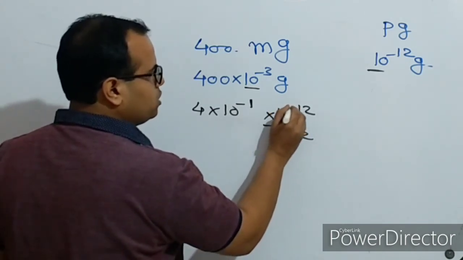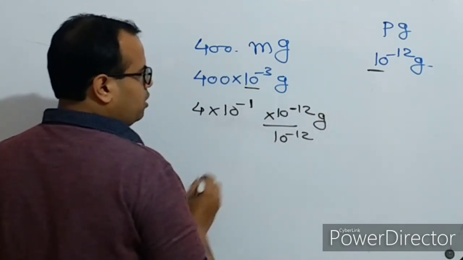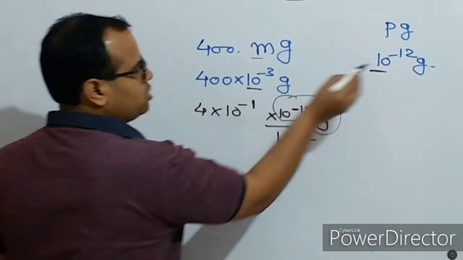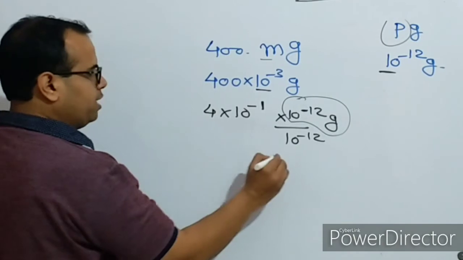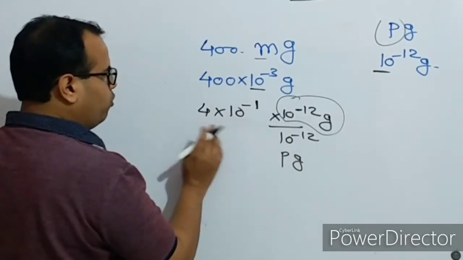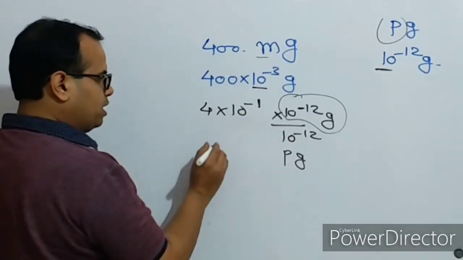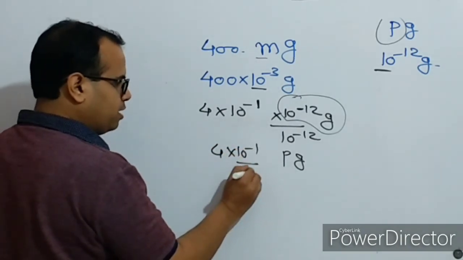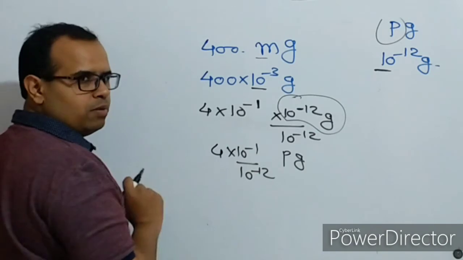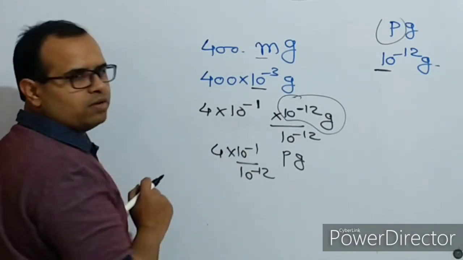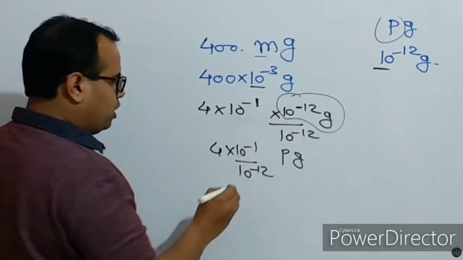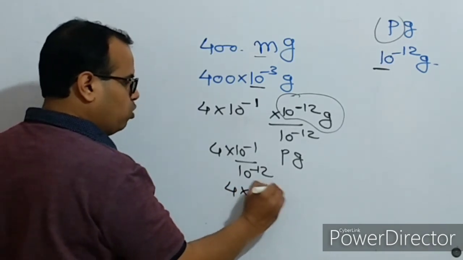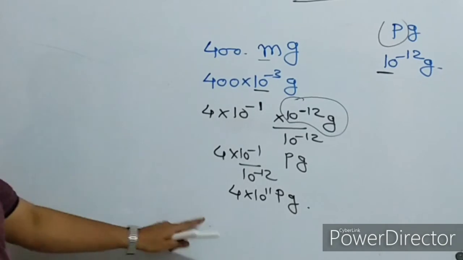Okay, so when you do this, this is in gram. Now you see 10 raised to the power minus 12 gram, this is nothing but pico. So you can write it picogram, and 4 into 10 raised to the power minus 1, divided by 10 raised to the power minus 12. This will go up, so it is plus 12. 12 minus 1 will give you 11, positive. So it is 4 into 10 raised to the power 11 picogram.